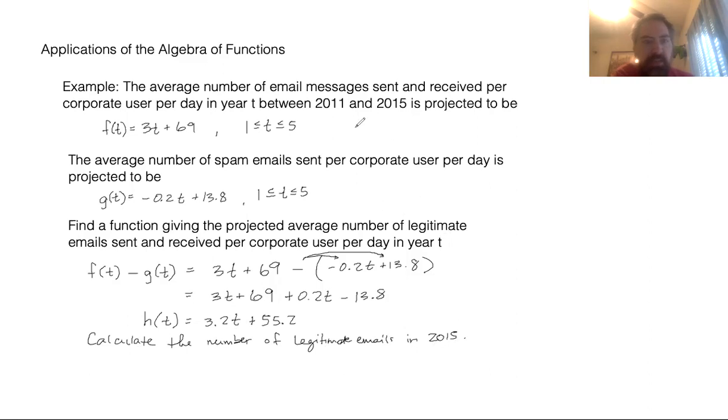Now back up at the original, we're looking at the years between 2011 and 2015. And we started with this restriction that t is between 1 and 5. So it starts with 1, ends with 5. That's going to correspond to the beginning and ending years. So t equals 1 corresponds to 2011. t equals 5 will correspond to 2015, right? t equals 2 is 2012. t equals 3 is 2013, and so on. So since we're looking for the number of legitimate emails in 2015, that would correspond to t equals 5. So we'll plug 5 into t.